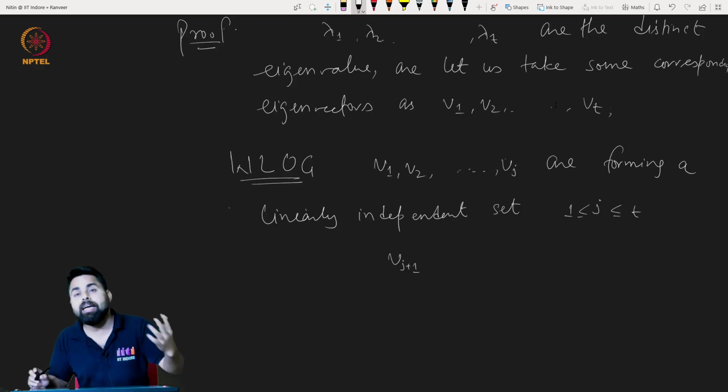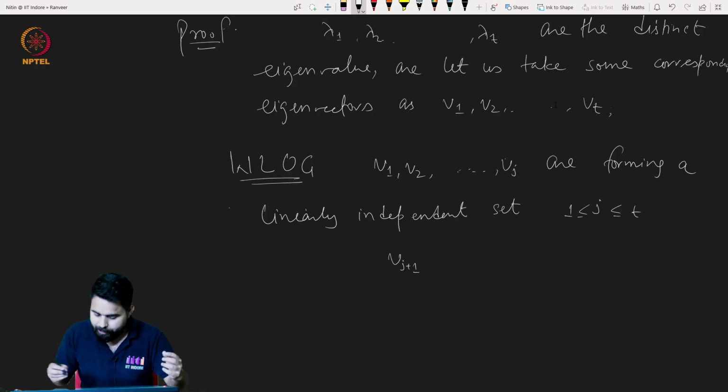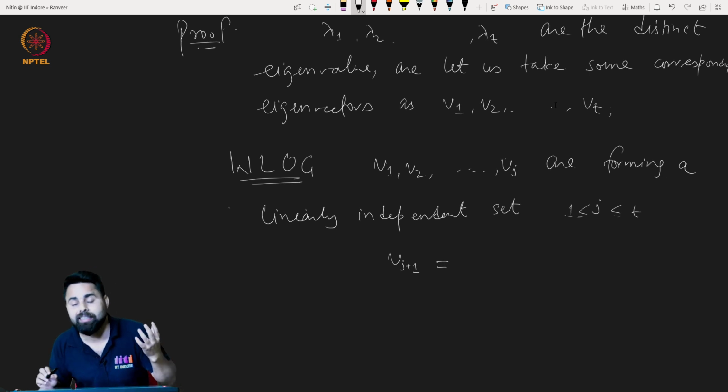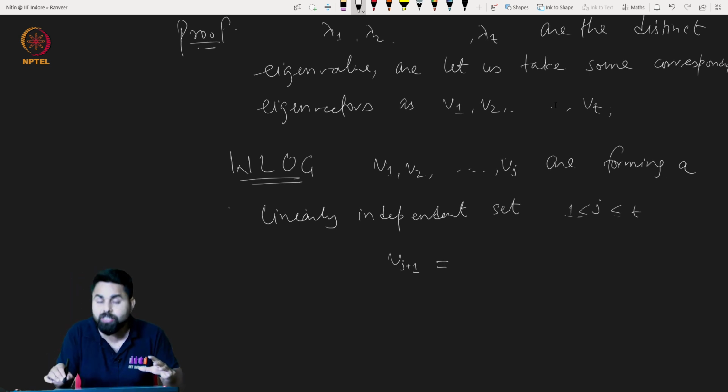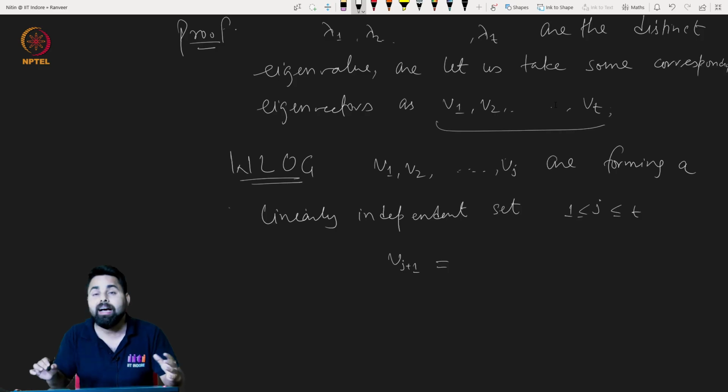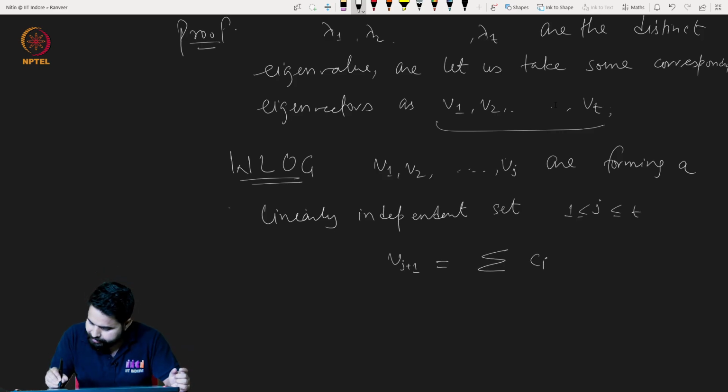Okay, and you take some extra vector v_{j+1}. This you can write as a linear combination of these vectors, because we are assuming that they are forming a dependent set. Very good. So this can be written as a linear combination of these, basically the sum of c_i times v_i, where i equals 1 to j.